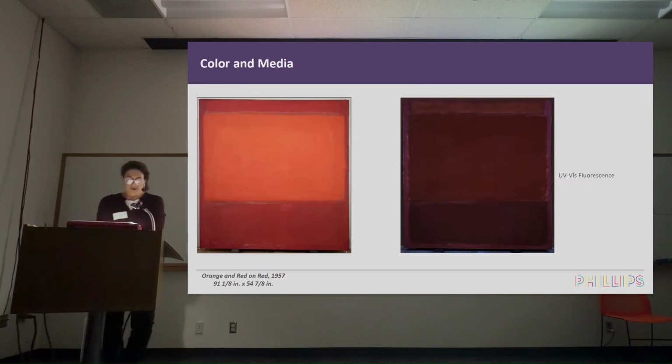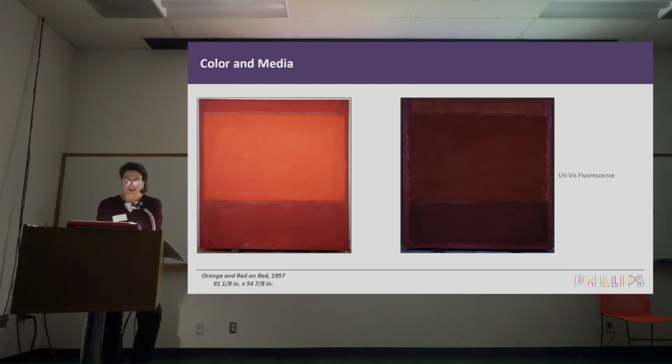Hints of Rothko varying his paint media are also found in orange and red on red. Subtle but significant differences in paint characteristics are found in different areas of the composition, from a slightly glossy, cohesive surface of the narrow red band at the top of the picture to a highly matte, underbound surface of the central orange field. Variations in visible fluorescence under UV also indicate Rothko's use of different binding media.